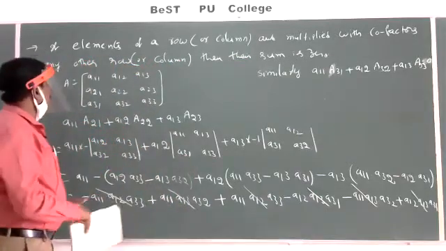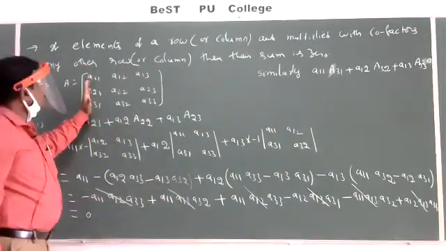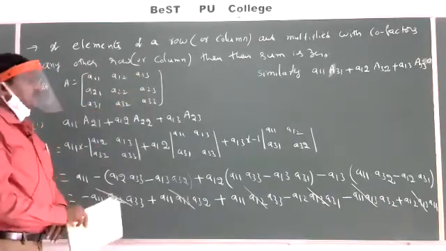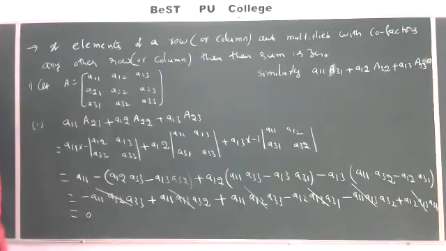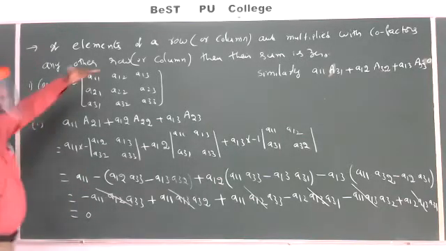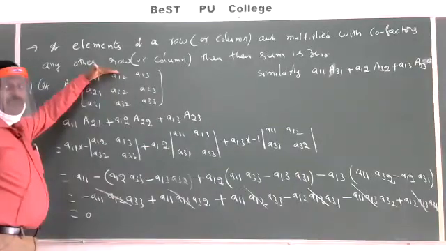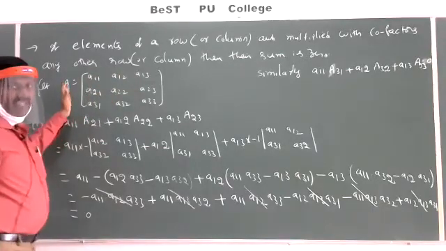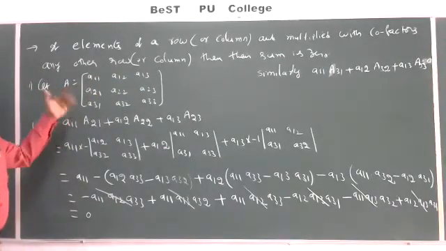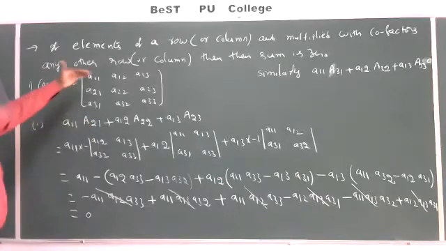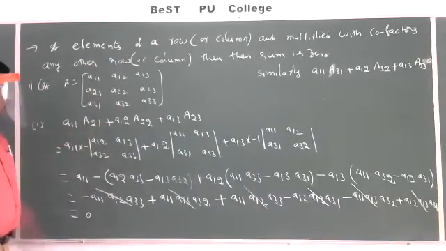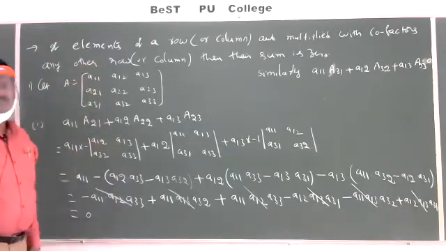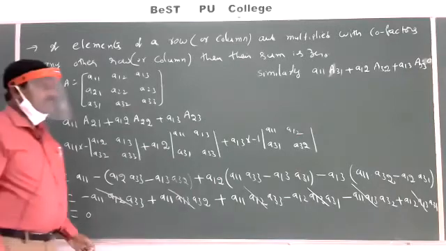In the same way, we can write first column elements and second column cofactors, first column and third column cofactors. In that way, we can prove that the value is 0. If you take the same row elements and the same row cofactors, the value must be equal to determinant of A. Already yesterday in class we proved that one. But one row's elements with the cofactors of any other row, the value must be equal to 0.